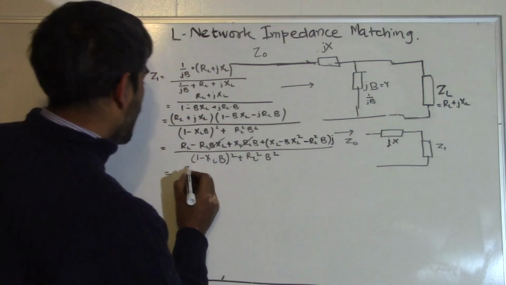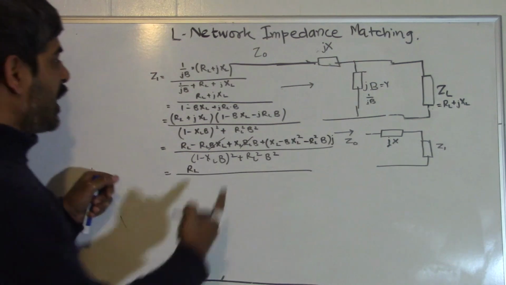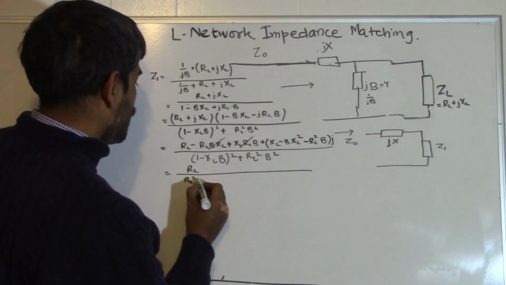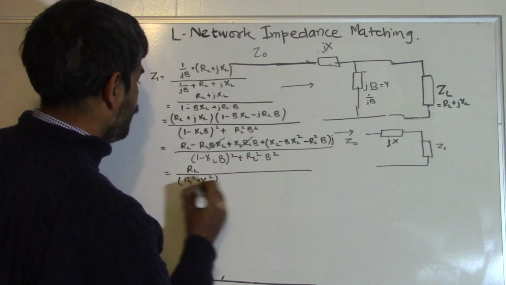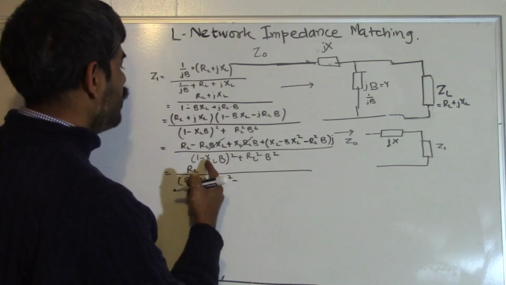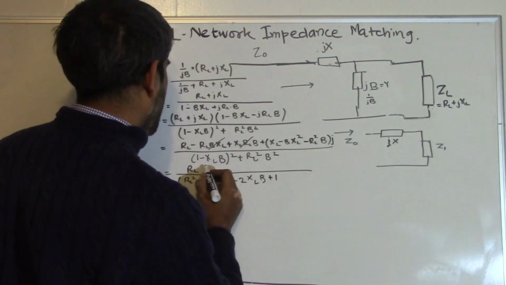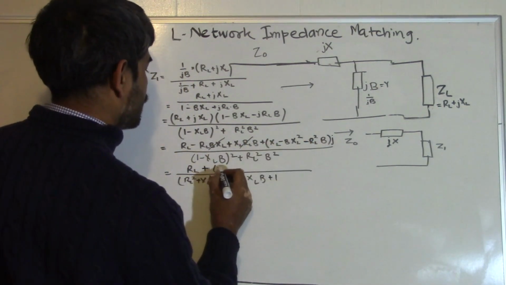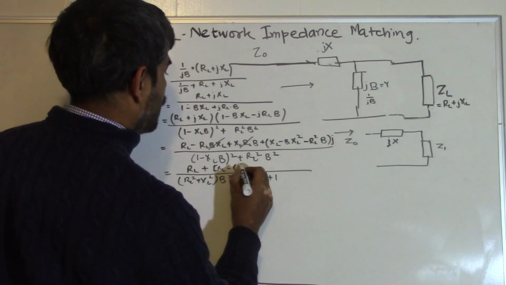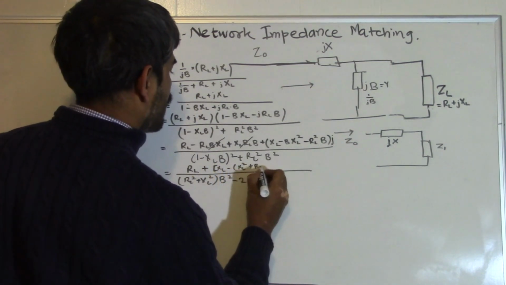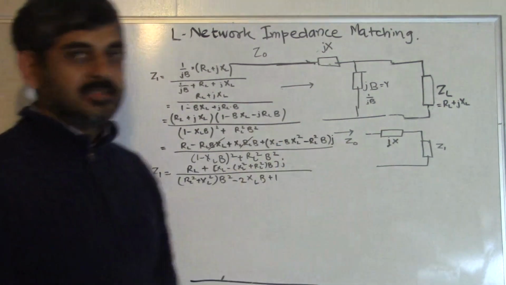So this is RL divided by, and I can simplify it a little bit by expanding this term, RL square plus XL square B square minus 2XLB plus 1, and then we have the term here, XL minus XL square plus RL square into B, times j. This is our expression of the equivalent impedance Z1.